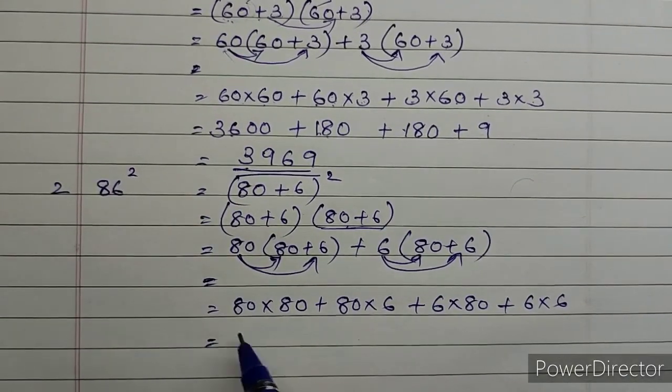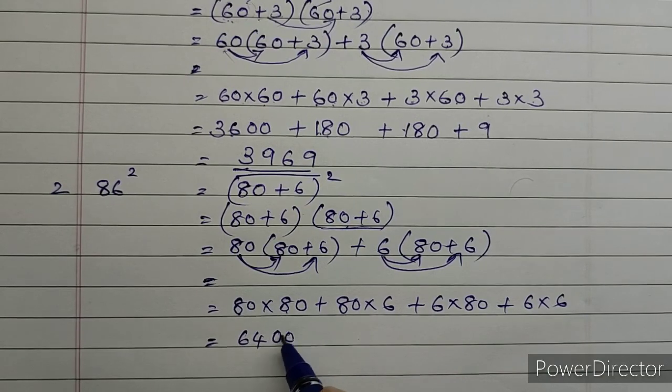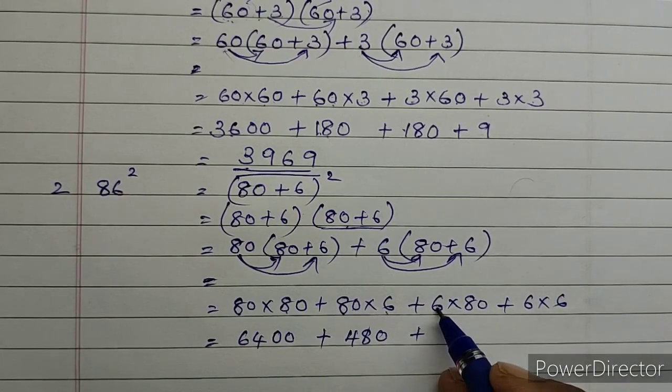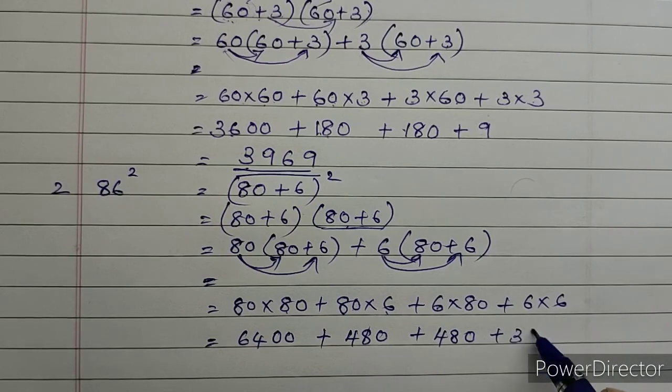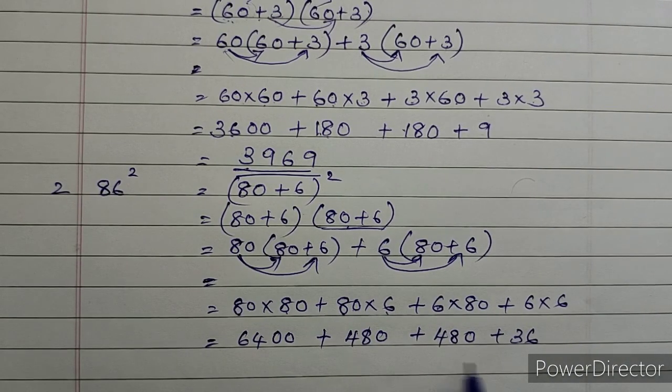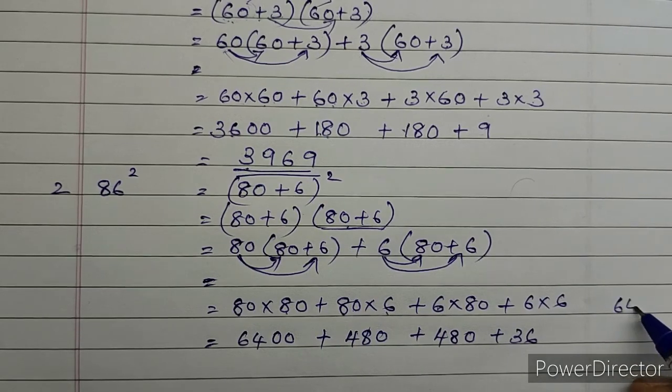Next step, 80 into 80. 8 8s are 64, put 2 zeros. Plus 8 6 are 48 and put this 0. Plus 6 8s are 48 again and put this 0 plus 36. Now together you have to add. If you can't do mental calculation, you write like this and do 6400, 480, again 480 and 36.